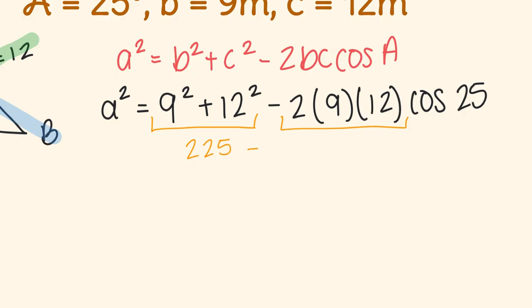minus 2 times 9 times 12. You're going to get 216 cosine 25. All right, I'm going to leave it like this. Equals A squared. How do I get rid of a squared? I square root it. So I'm going to go ahead and I'm going to square root everything.